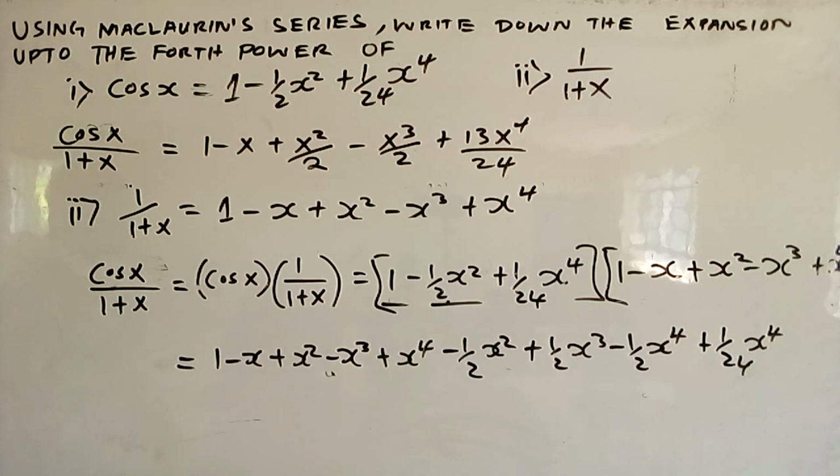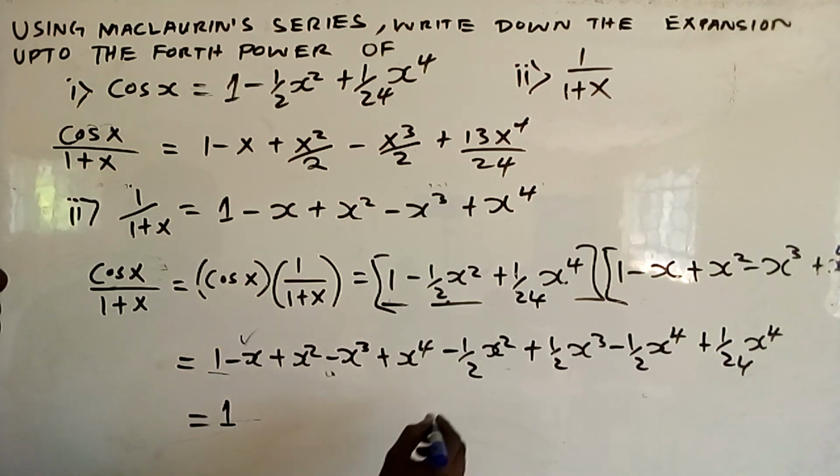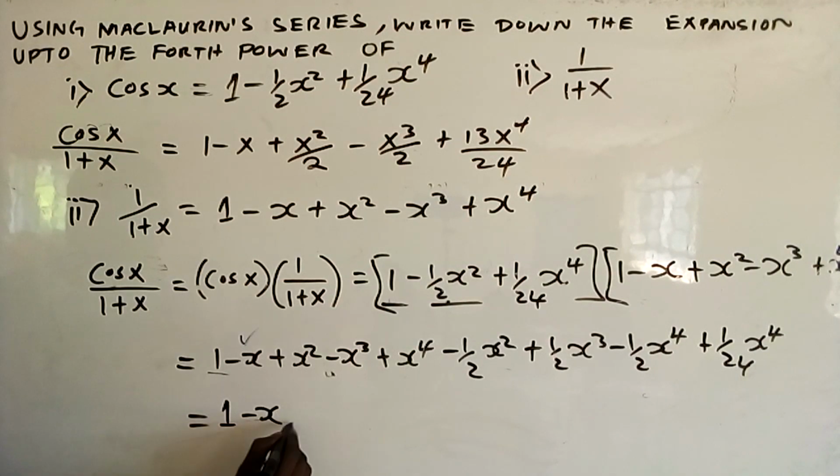Anything else we ignore. So let us start collecting the like terms. Start with the constant. The constant term is that one, isn't it? Yes. Then go to the x power 1. This is minus x. It is only minus x alone, isn't it? Yes. So we collected this, we collected this.